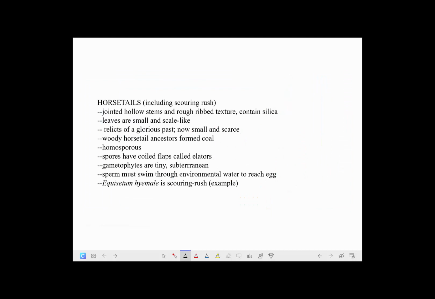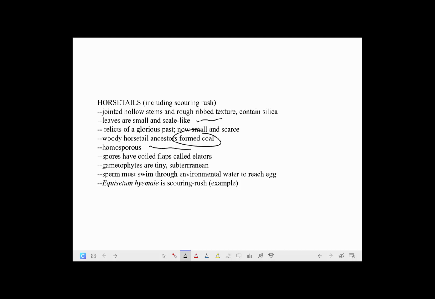So here's some facts about horsetails. They have these jointed hollow stems, and they're very rough. They contain silica. They were used for scouring pots and pans. Maybe they still are. The leaves are really tiny. We'll show you the leaves. A lot of seedless vascular plants were dominant and formed forests and were like trees back in the Paleozoic era. Some of them formed what's now coal.